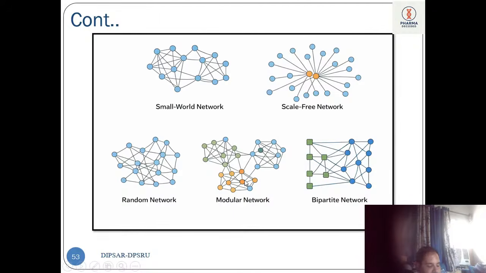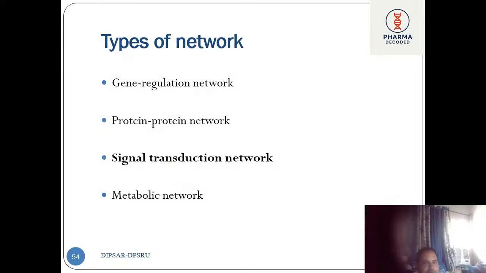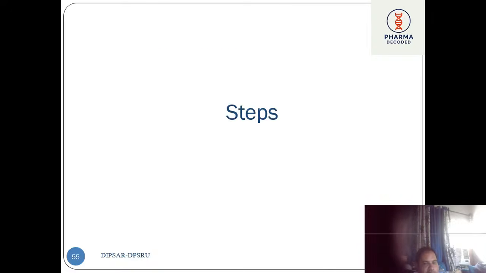So it depends. The bipartite network is what we are particularly dealing with when we are talking about network pharmacology, because we have a drug as well as the disease. Yes, someone is saying direction is not continuous in the first one. Yes, you are right. So types of network we already discussed. There can be gene regulation network, protein network, signal transduction network, and metabolite network.